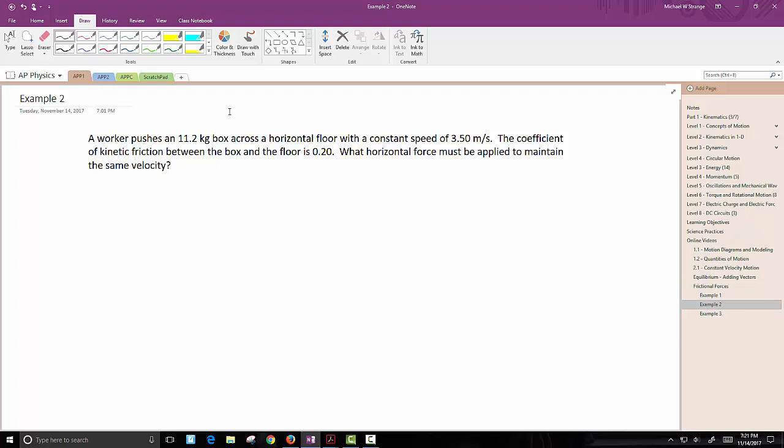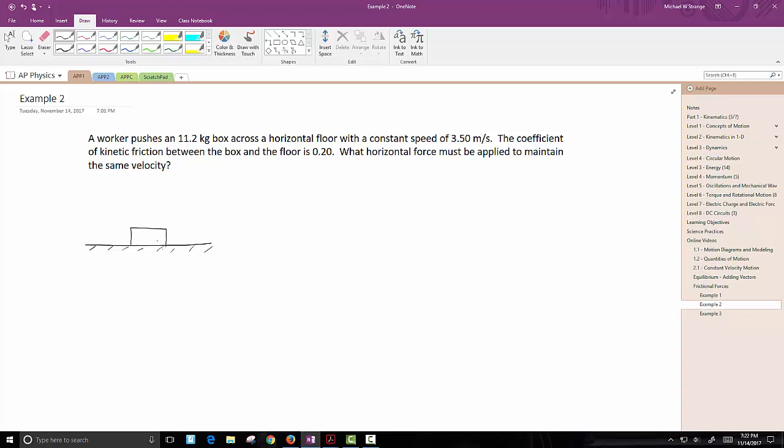Okay, so a worker is pushing an 11.2 kilogram box across a horizontal floor with constant speed. The coefficient of kinetic friction between the box and the floor is 0.2. What horizontal force must be applied to maintain the same velocity? Okay, so now we have a box that's moving. But again, we'll just draw it. So we have a surface here with a box. So we have some weight coming down. All right, so my horizontal lines are getting better. My vertical still are pretty terrible.